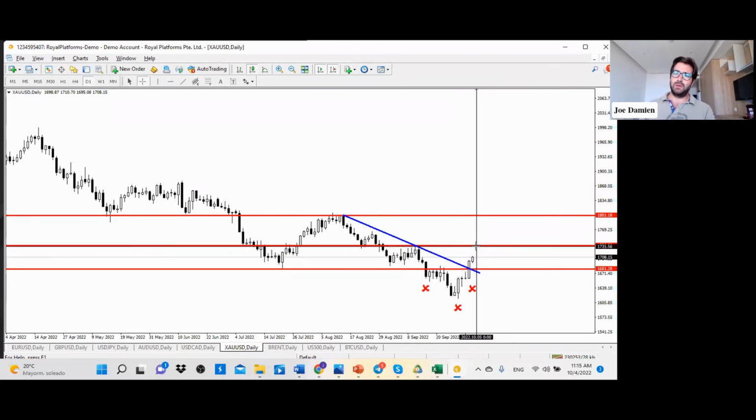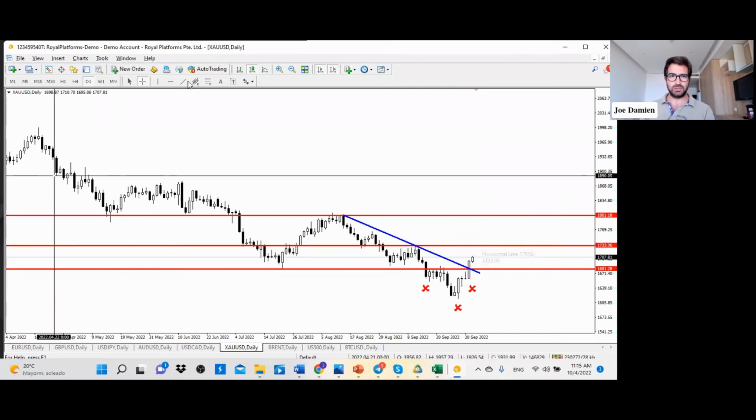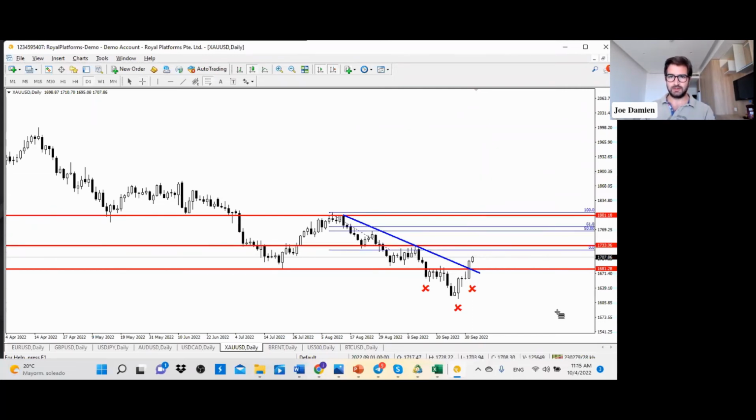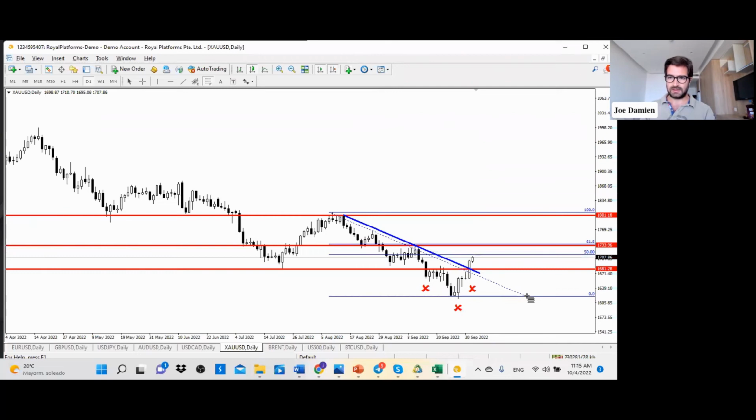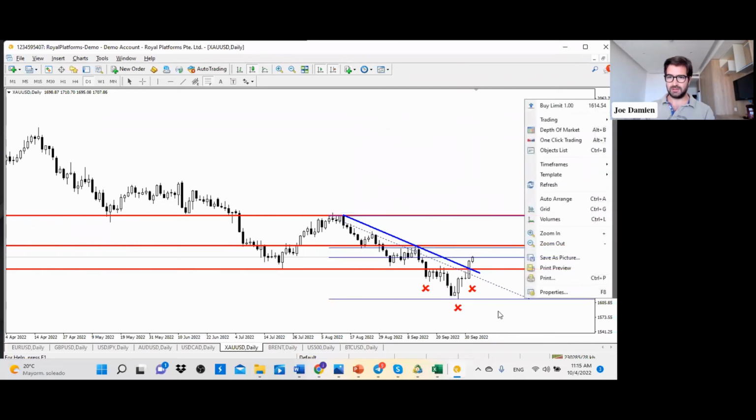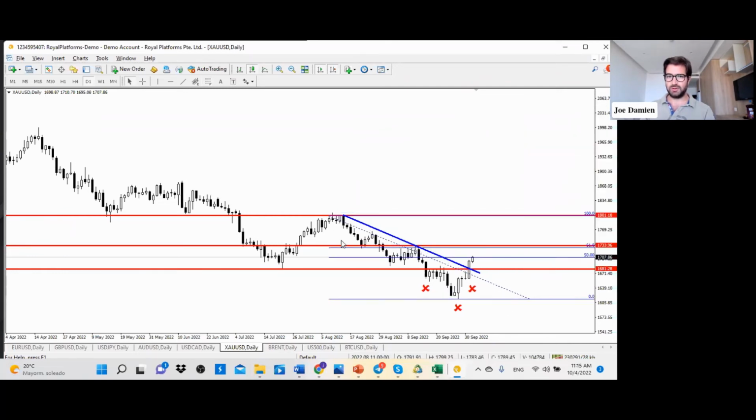So what I will think of doing here is to wait until the market reaches 1733, which is, I think, a relevant level on the Fibonacci retracement. You can see it is the 61.8.